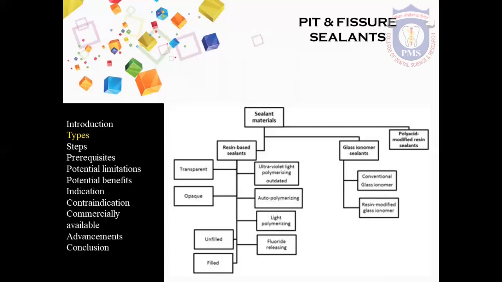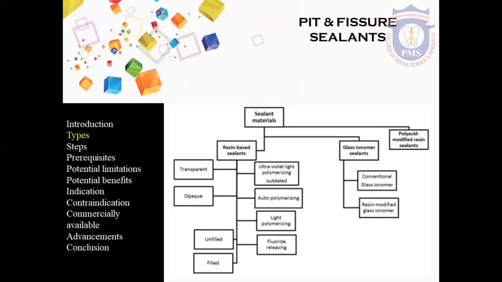With just a visual examination, we won't be able to identify whether the sealant is retained over there or not. But the advantage of using a clear or transparent sealant is that it will be aesthetic. That is, it will be difficult to differentiate between the sealant material and the adjacent sound tooth structure. And most importantly, if any secondary caries lesions develop under the sealant material, you will be able to see it through the transparent or clear sealant.